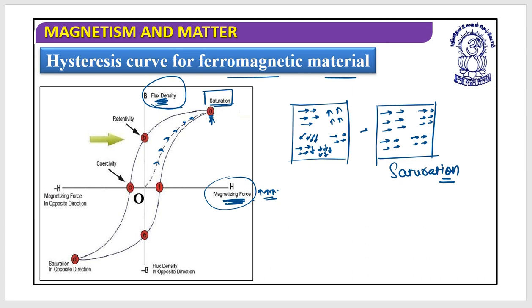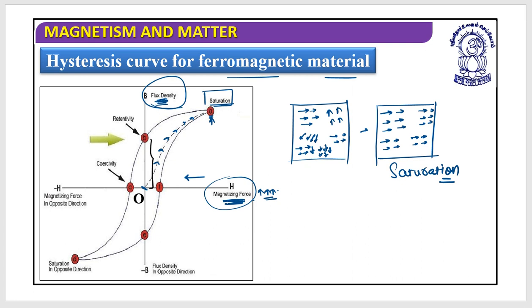Now what I want to look at is, if I remove all the magnetizing force, or reverse the direction of the magnetizing force, and my magnetizing force is zero, what would be the situation? I start decreasing the magnetizing force, and surprisingly, when my magnetizing force is zero, there is still a certain flux density. So I wonder why this has happened.